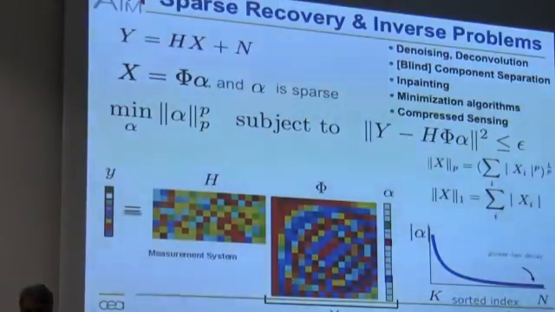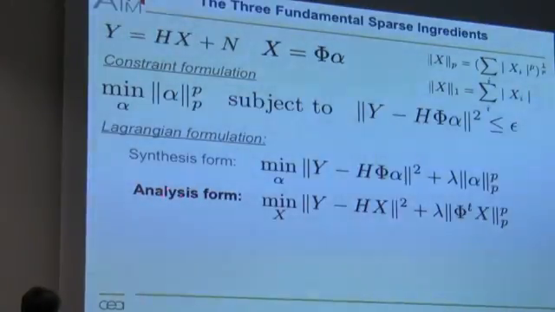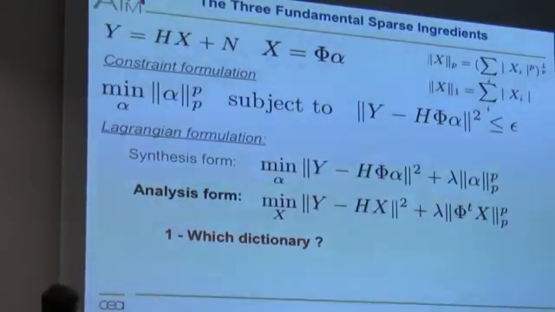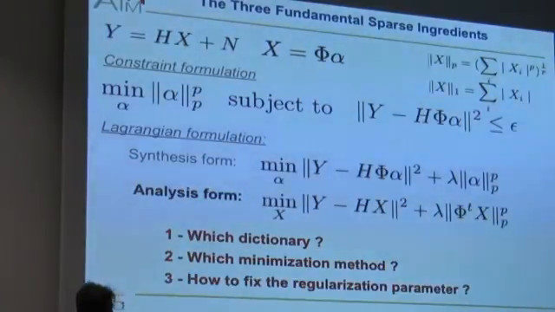So now we write the equation here. There are two ways to do it. Very often we use a Lagrangian formulation, which is written this way, where we have this lambda parameter. Or we can write it in what you call the analysis form, where we express everything from x, but now it's a transformation of x which is sparse in the dictionary. So there are three main ingredients here to solve this kind of problem. The first one is the choice of the dictionary. The second one is which minimization technique you use, and there are tons of minimization techniques. And the third one is how to fix the regularization parameter, which is important.